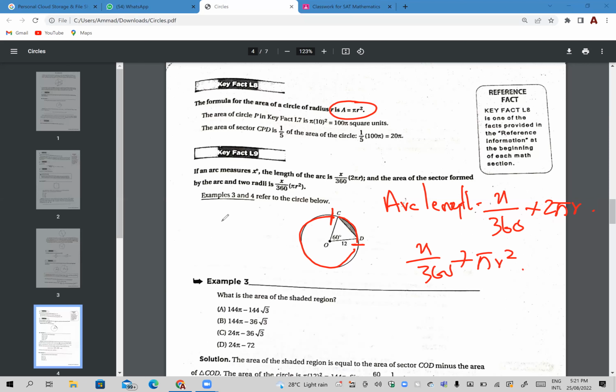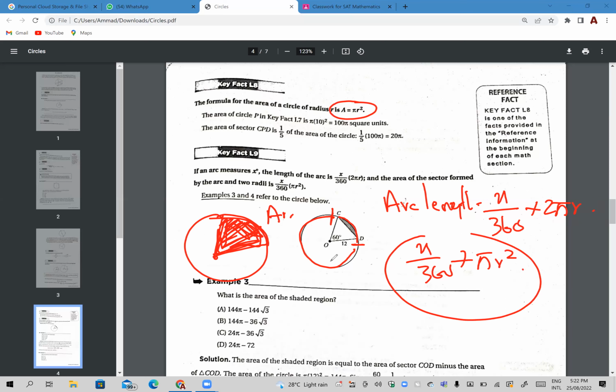For example, if this is a circle with these two radii, then this is the arc length, and this is a sector of the circle. If you divide any portion of a circle with the help of two radii, the remaining portion that you get is a sector. So this formula is for area of a sector, and this one is for arc length. You should know these two formulas.